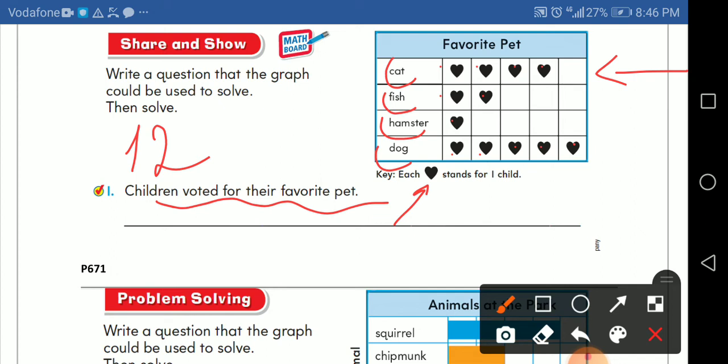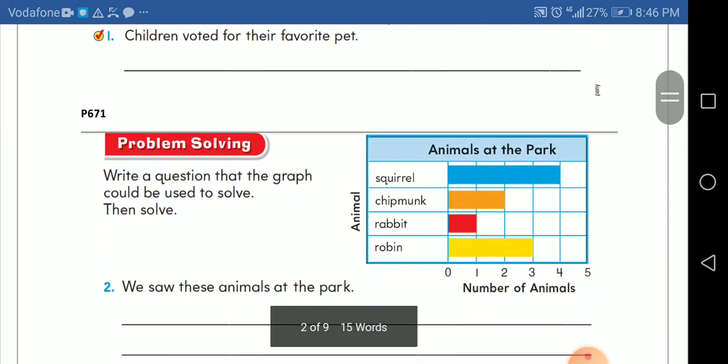Can I write a question? Of course, I can say how many children liked cats? How many children liked or voted for the cats? So the answer will be 1, 2, 3, and 4. 4 children voted for cats.